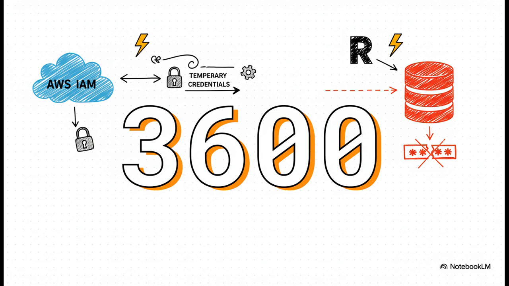3,600. That's how many seconds you get. 1 hour. This number, this is what it's all about. By making our credentials expire, we shrink the window of opportunity for anything bad to happen down to almost nothing. A stolen key that only works for an hour is way less scary than one that works forever.